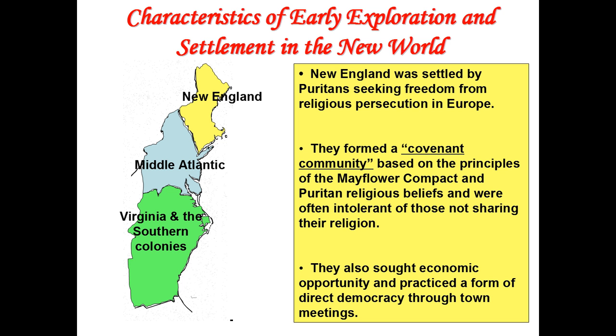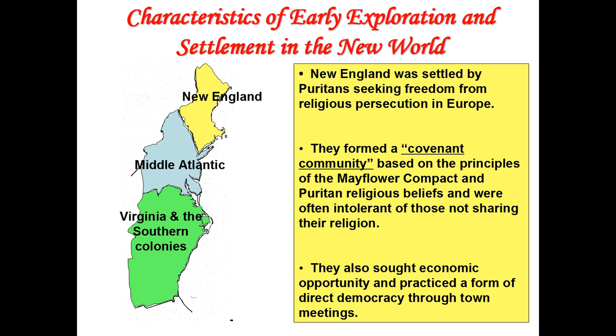So there are three regions that you need to know about of the 13 colonies, and that's the New England region, that's in yellow, the Middle Atlantic region, and Virginia and the southern colonies. So we'll start with the New England region. New England was settled by Puritans. They left England because they were seeking freedom from religious persecution.